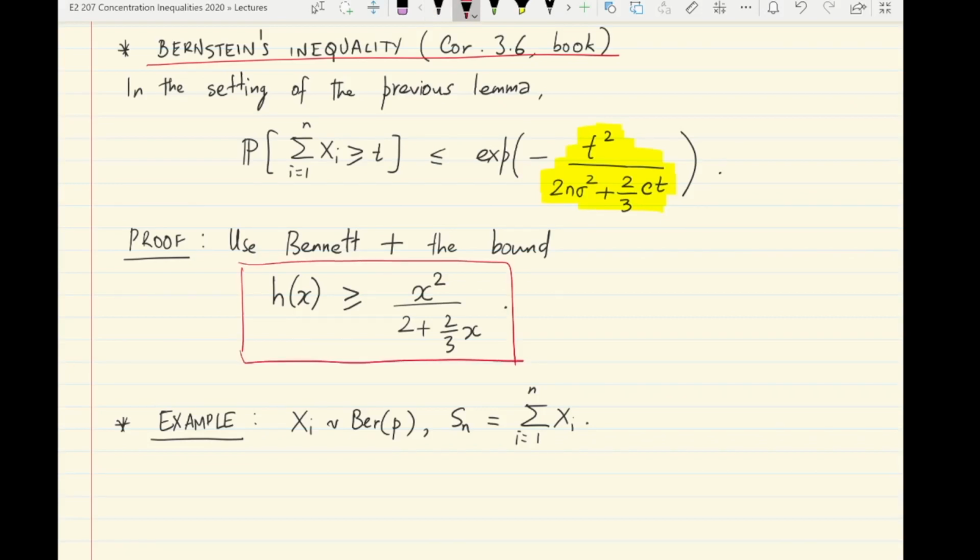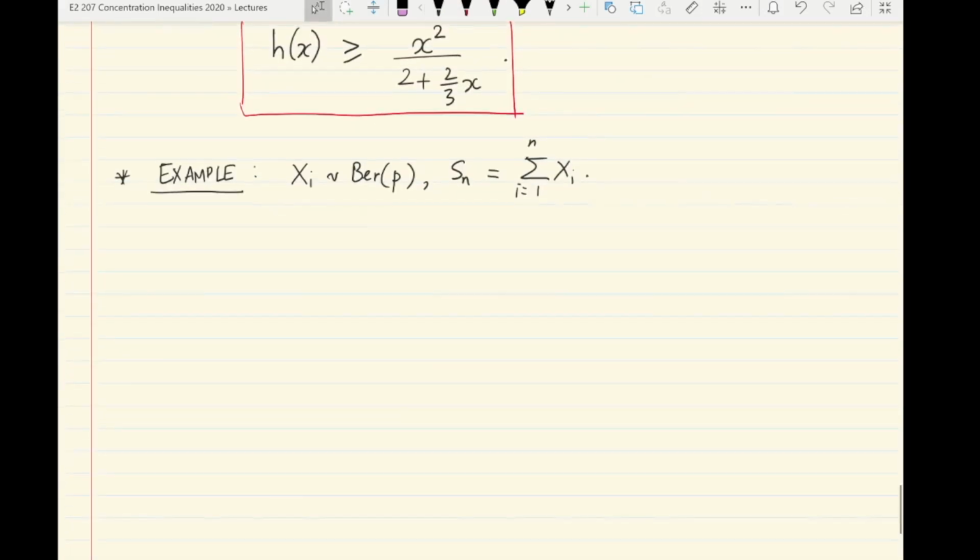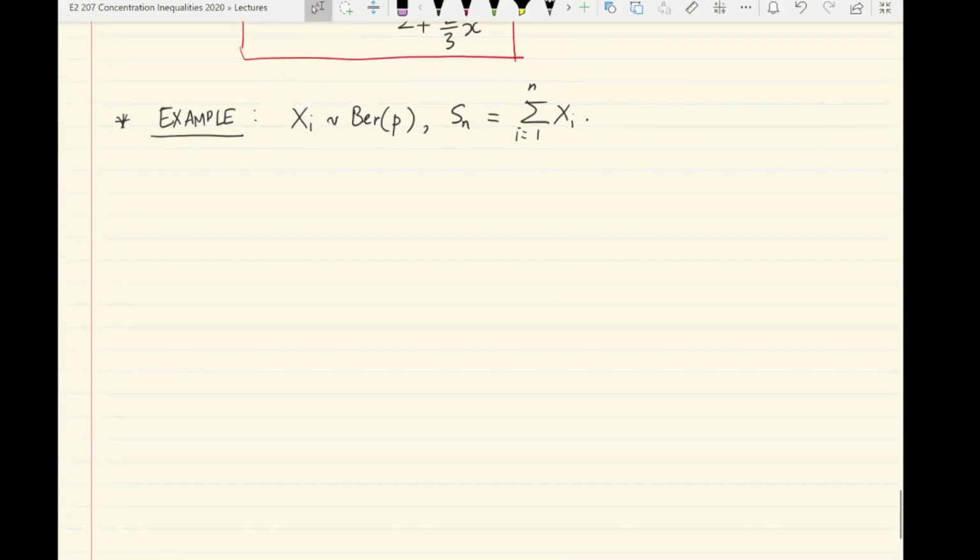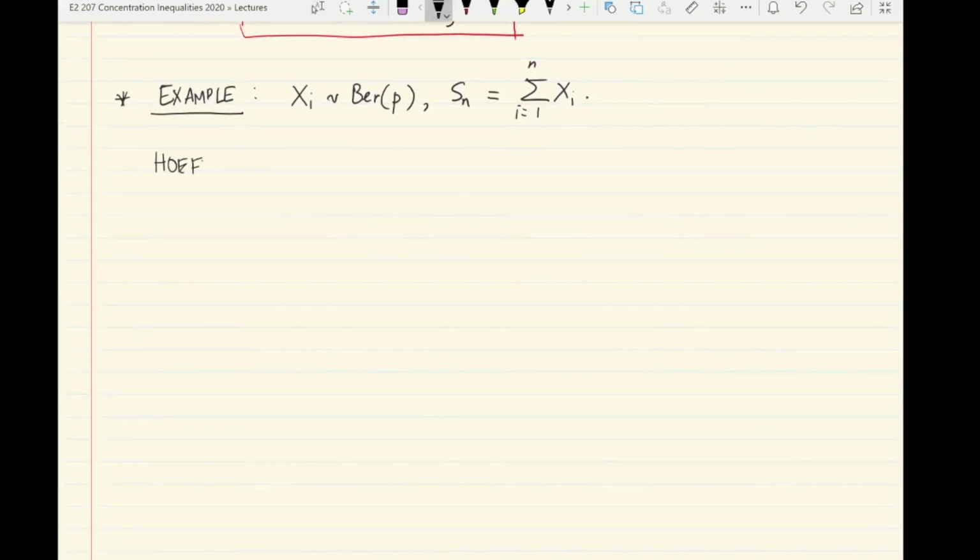So let's do a quick example here to understand what Bernstein gives over and above what Hoeffding could have given you. We'll take the simple example where the xi's are all IID Bernoulli random variables with parameter p, and Sn is their sum. In other words, Sn is a binomially distributed random variable with mean np. Hoeffding would give you the following: the probability that Sn minus its mean, which is np, exceeds a positive number t is at most e raised to minus 2t square by n.